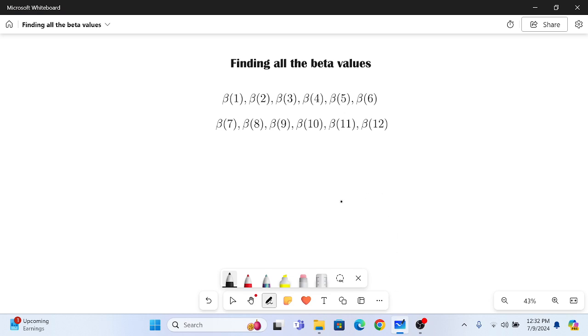Finding all the beta values. Okay, so in this video we will find all the values of the beta function for any number, for a generalized number. And I guess most of you should have heard about the beta function.